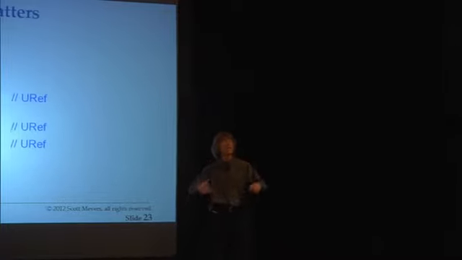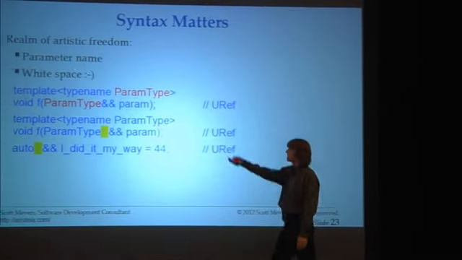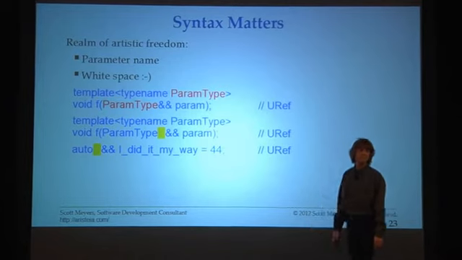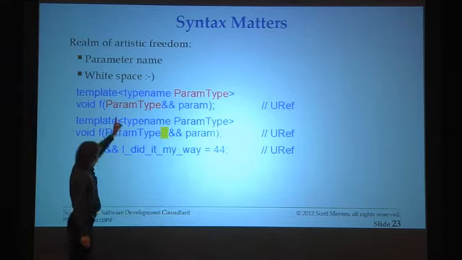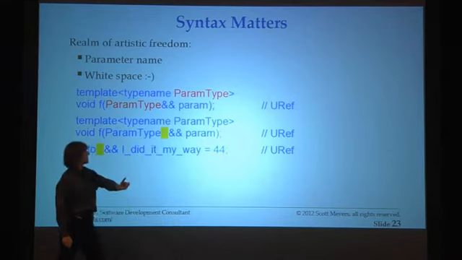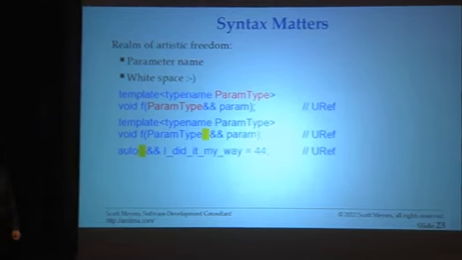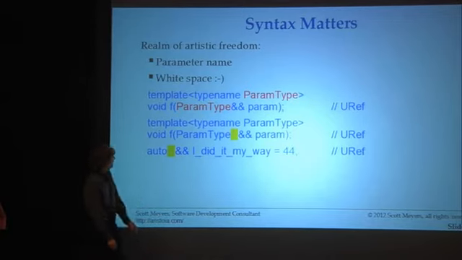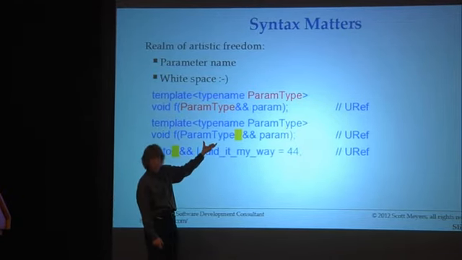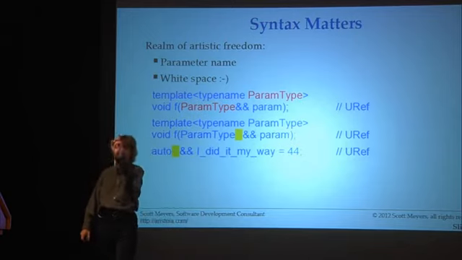If you want to know how much creative room for expression you have, this is how much creative room for expression you have. You get the name, the parameter, whatever you want, and you can put white space. ParamType ref ref, that works. Want to be a rebel? ParamType space ref ref, have a field day. It still works. Auto space ref ref, I did it my way, that's fine. But there must be one token here, followed by arbitrary white space, and ref ref. Otherwise, it's not a universal reference, and you still have to have type deduction for it to work. Yes?